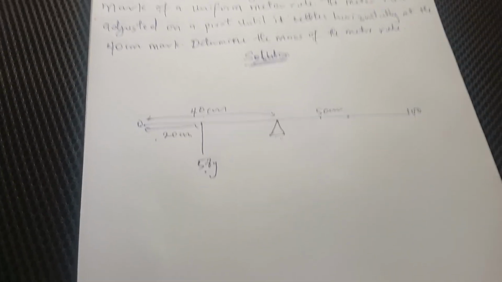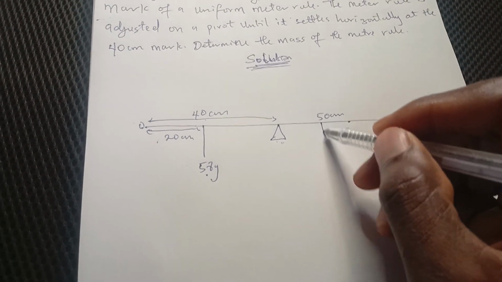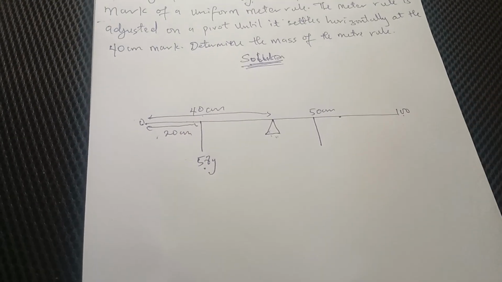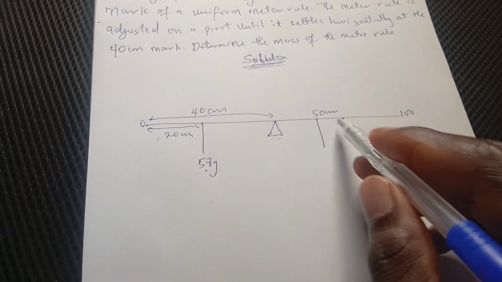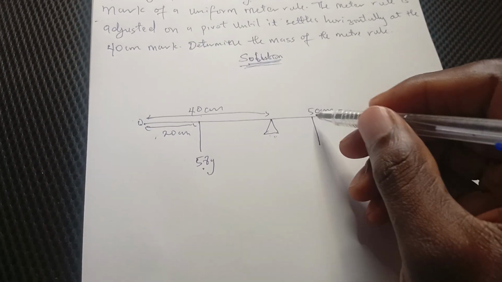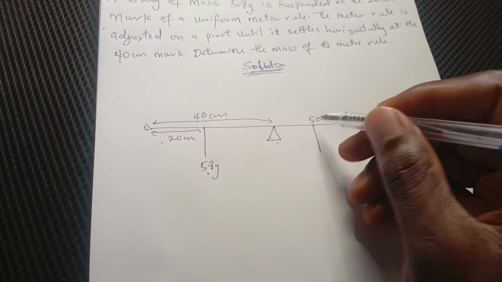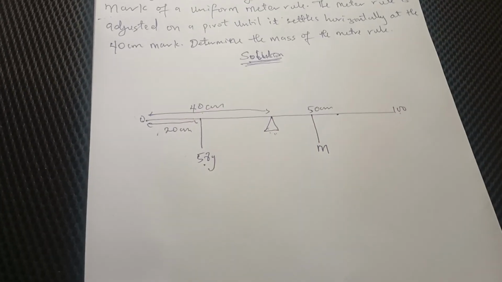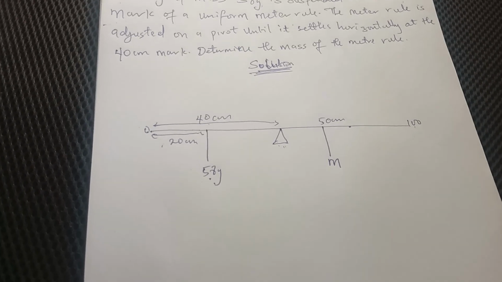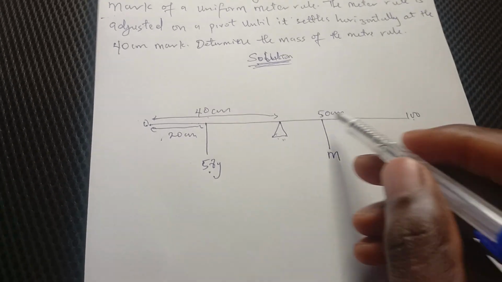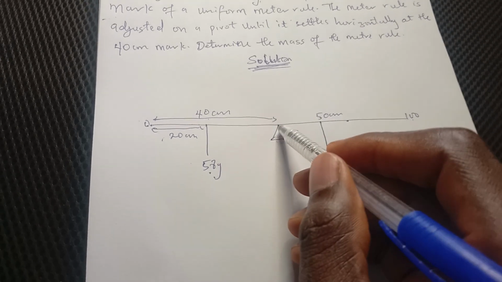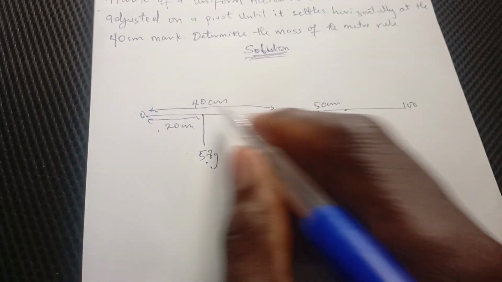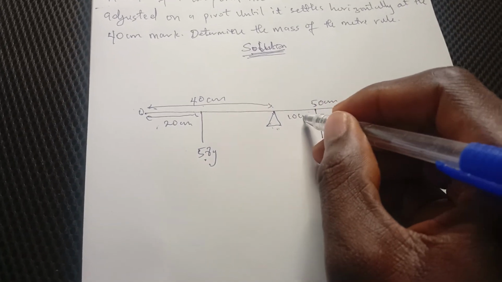Now, the mass of that ruler always acts at the center of the ruler. Let me take that again. The mass of a uniform meter rule always acts at the center of the meter rule. That means this place is 50, the center of the ruler, so we have the mass here. Please take note of that, very important. Now, what is the perpendicular distance from this point to the point of pivot? If this place to the start is 40, that means this place to the pivot is 10 centimeter.